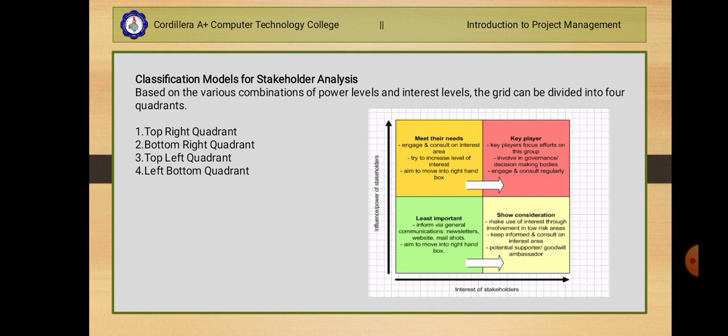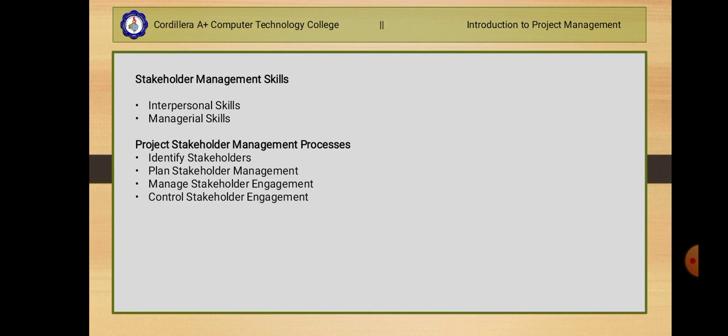So practicing creating power grids for business scenarios will also help us understand the level of engagement that project managers need to maintain the various stakeholders. Okay? So next slide, we have the stakeholder skills.